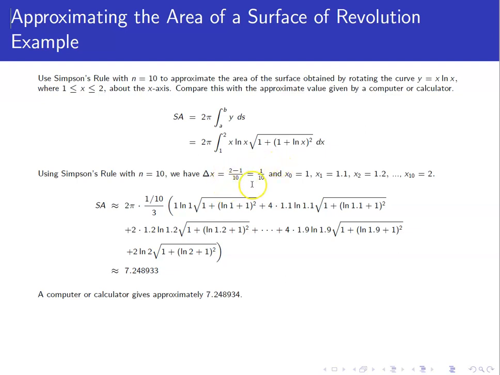So first, we're going to calculate our delta x. That's the b minus a over n. We get delta x is 1/10. We start at 1 and go up by 1/10 until we get to 2. So our endpoints of each subinterval are 1, 1.1, 1.2, all the way up to 2. Remember, for Simpson's rule, we take delta x over 3, or 1/3 delta x. So that's where the 1/10 over 3 is coming from.